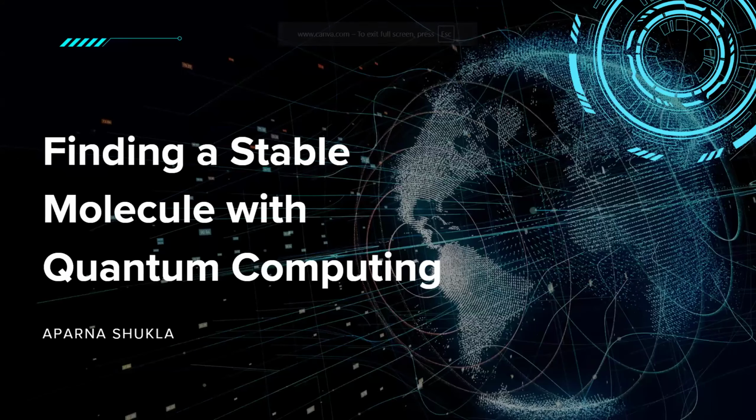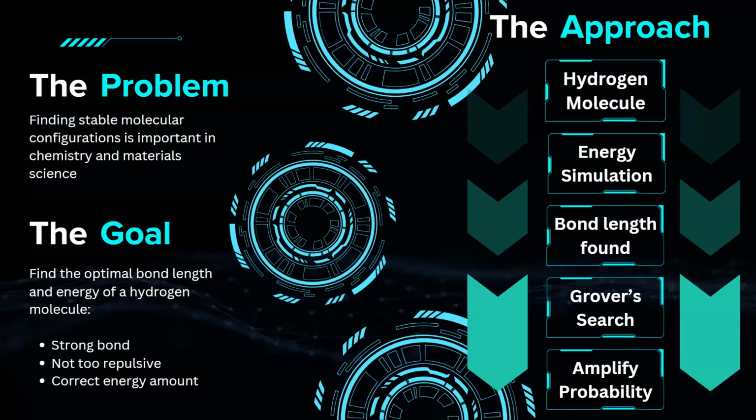So, hi everyone, my name is Aparna, and my capstone project was about finding a stable molecule with quantum computing. So this was basically a combination of the third and fourth project choices: simulating a hydrogen molecule and also using the Grover search algorithm to find different lengths. The central problem is that it's really important to find stable molecular configurations in chemistry, nanoscience, and different fields of science.